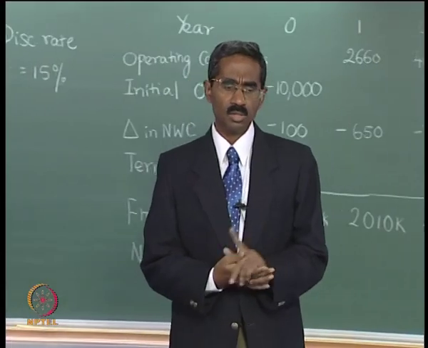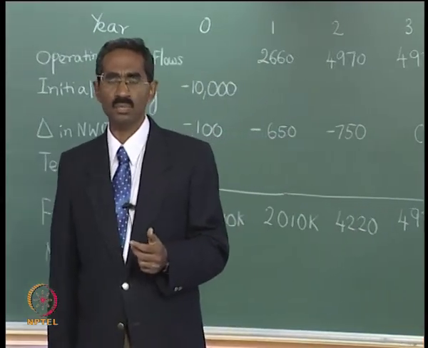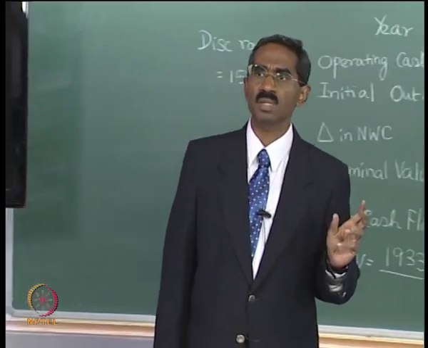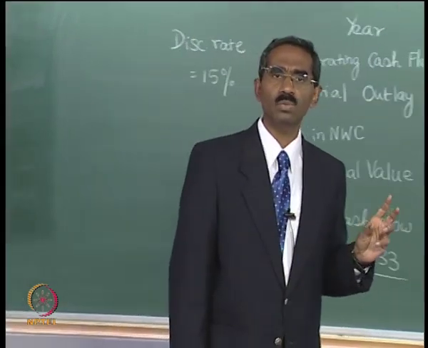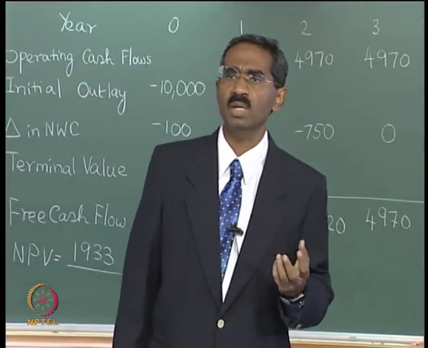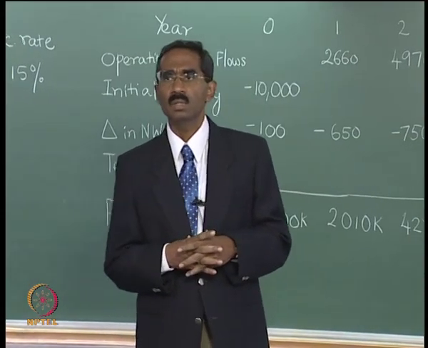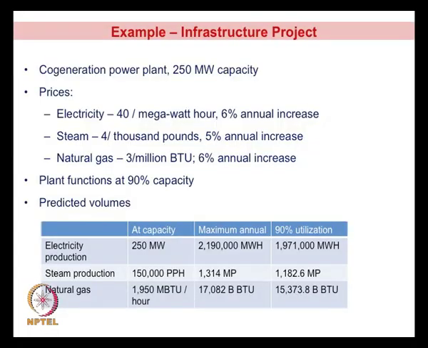Okay. So similarly, we actually do the same calculation for the steam production. Steam production at 100% capacity is 150,000 pounds per hour. So pph is pounds per hour, and if it functions at 100% capacity, then the total quantity of steam that gets produced in a year is 1.314 million pounds, but we are not functioning at 100%, we are functioning at only 90%. So therefore steam production in a year is going to be 1182.6 million pounds.